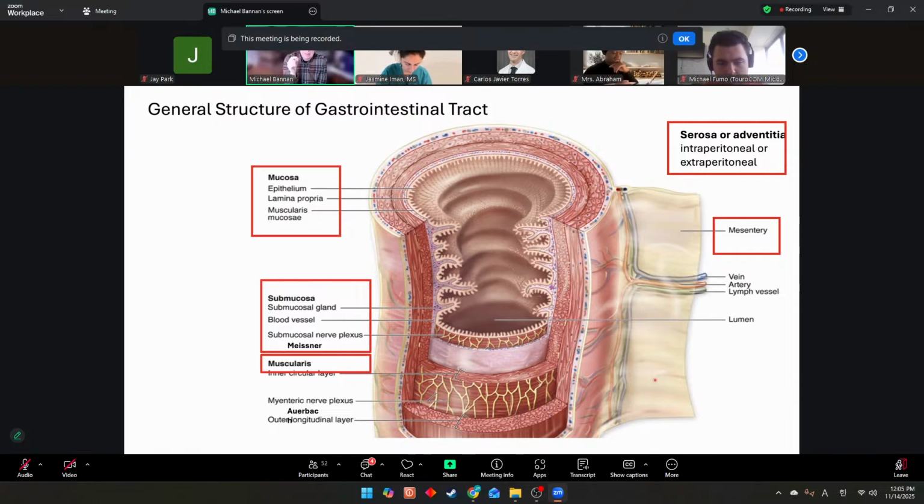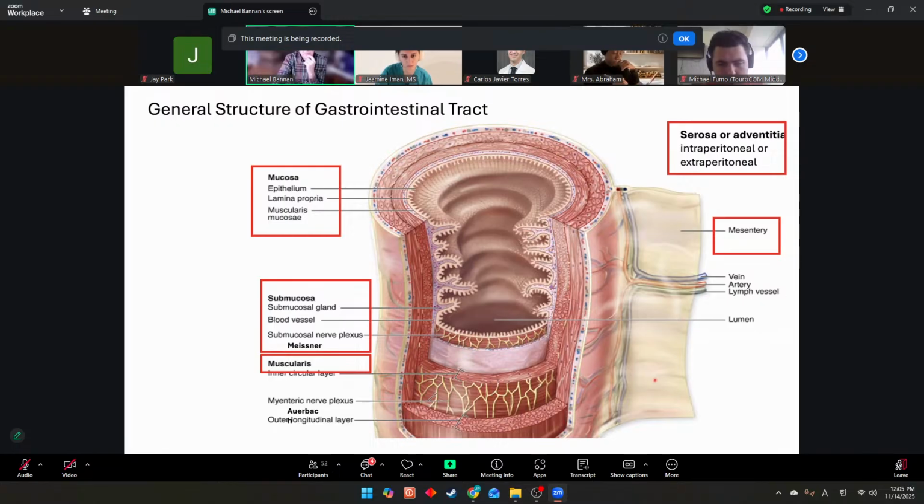Interestingly, the little vermiform appendix, which is an outpouching from the cecum at the beginning of the large intestine, also has its own little suspensory ligament of peritoneum, which is called the mesoappendix.